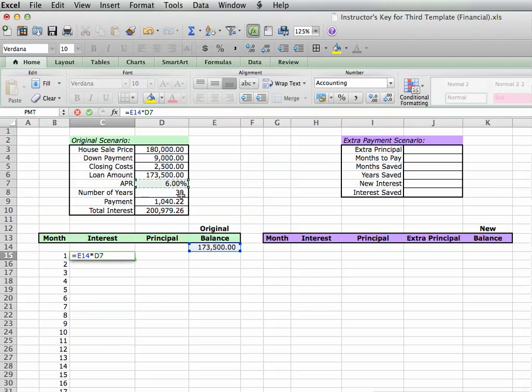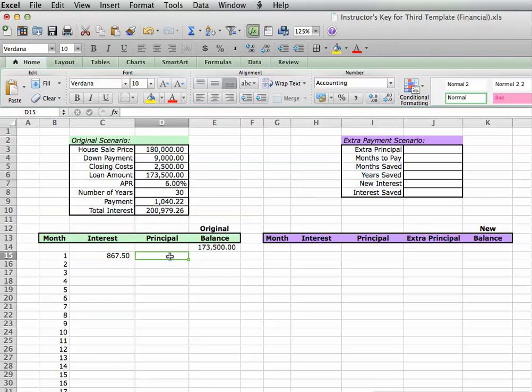But we have to do two things. Since we're going to be filling this down, we don't want that APR to be moving on us, so we lock it in with dollar signs, and the fast way on a Mac is Command T, and on a PC it's function F4. Then we also have to divide the APR by 12. Otherwise it turns out to be an annual amount of interest instead of a monthly. So here we go. Out of the 1,040 payment, $867 is interest. That's money down the drain that doesn't help you, but it does keep the bank happy.